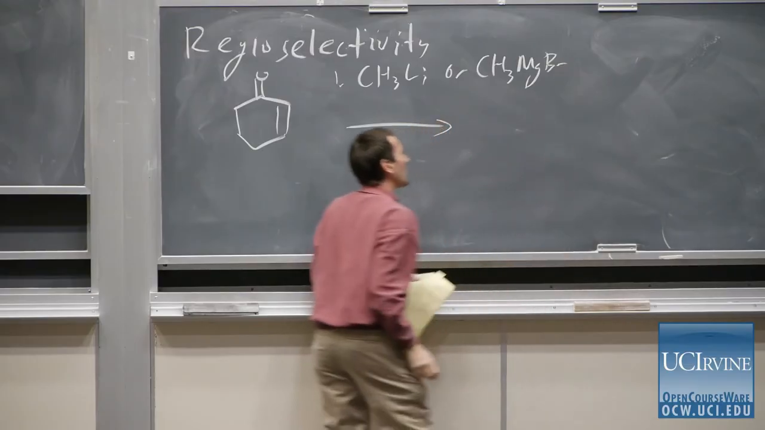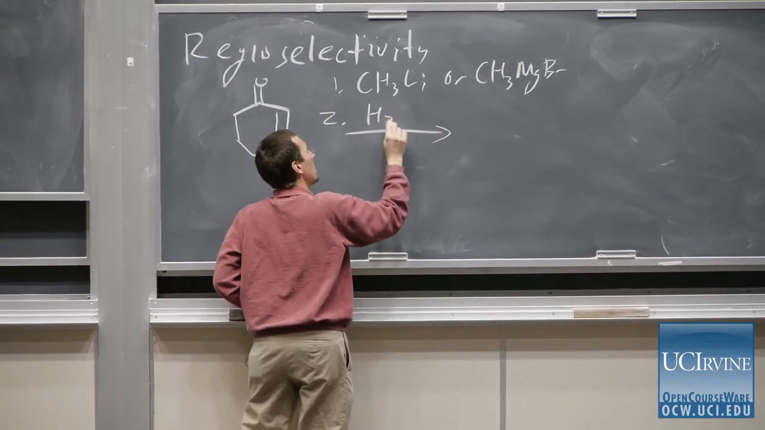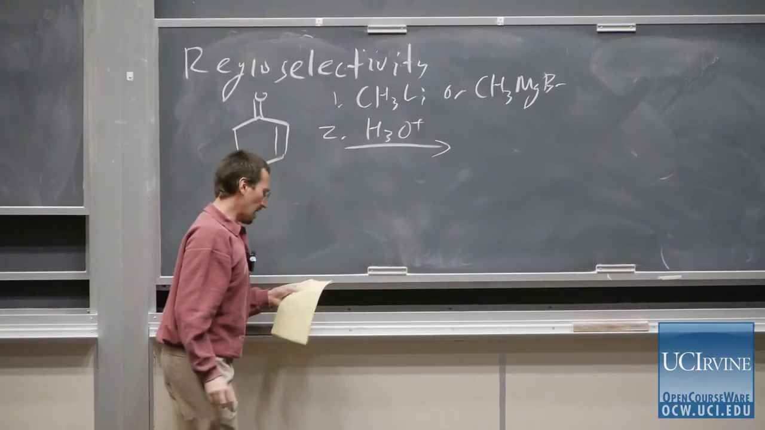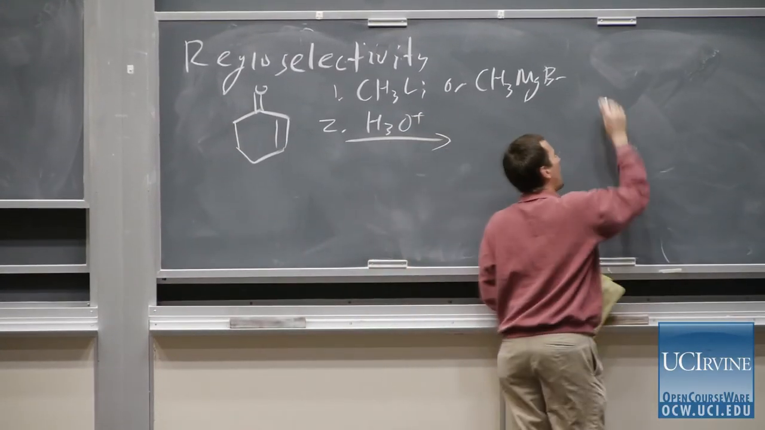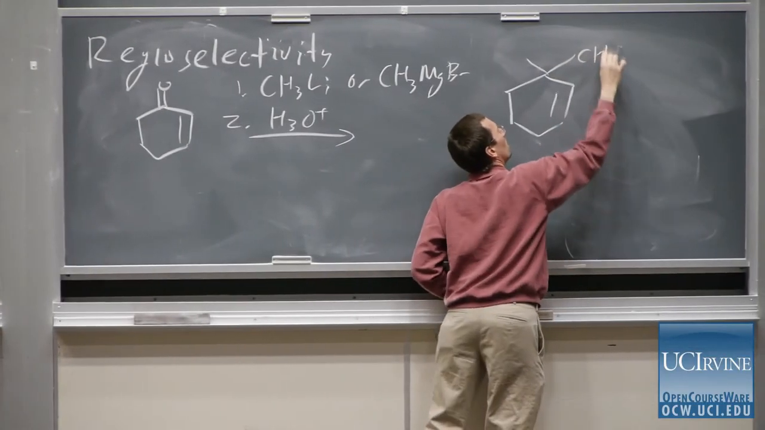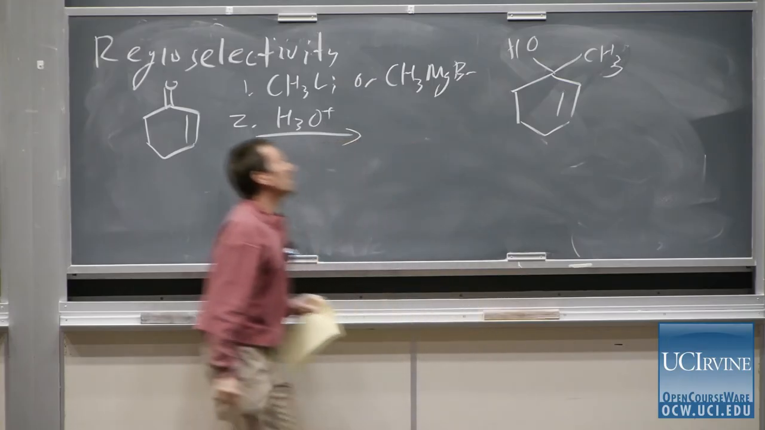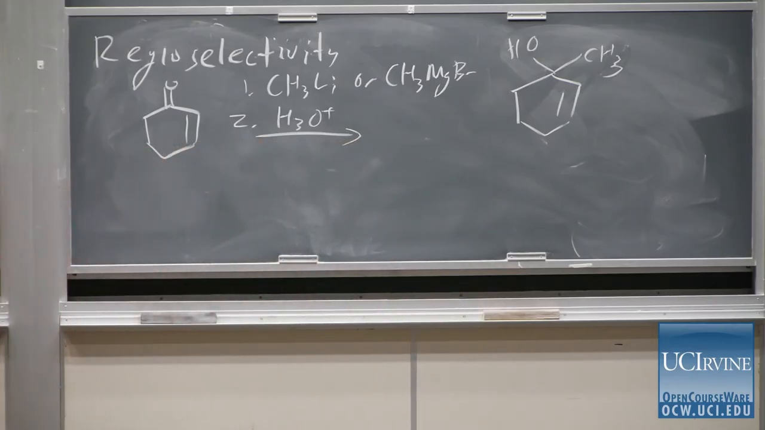I'll choose methyl magnesium bromide just as an example. And then we carry out an aqueous workup. We add, just like the lithium aluminum hydride did, we add to the carbonyl group. The powerful nucleophile attacks the carbonyl group.